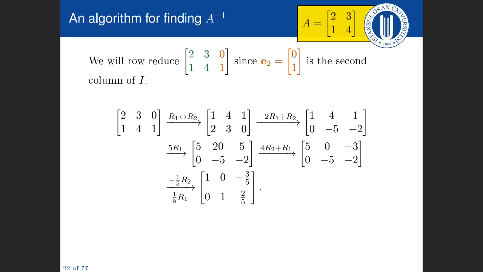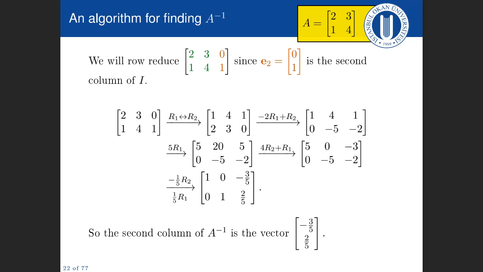So here's the calculation. And we do find this. We do find minus 3/5, 2/5. And this matches with the previous answer. The second column of A inverse is the vector minus 3/5, 2/5.